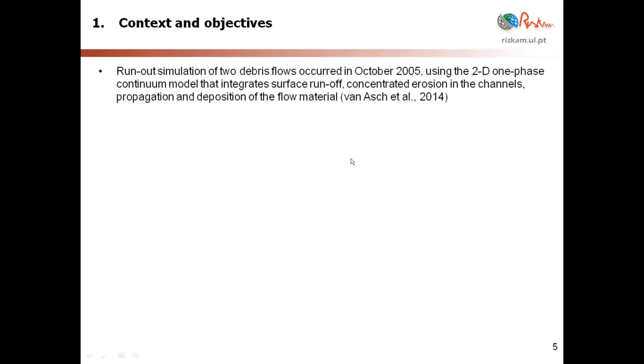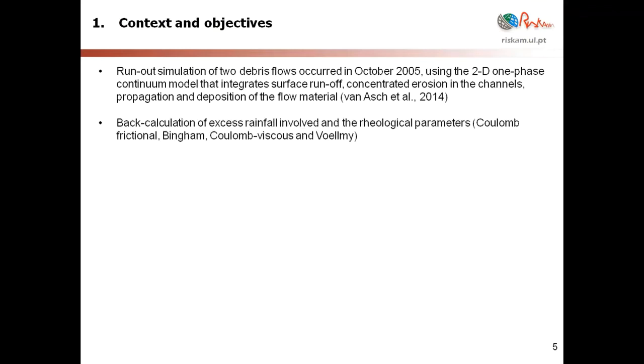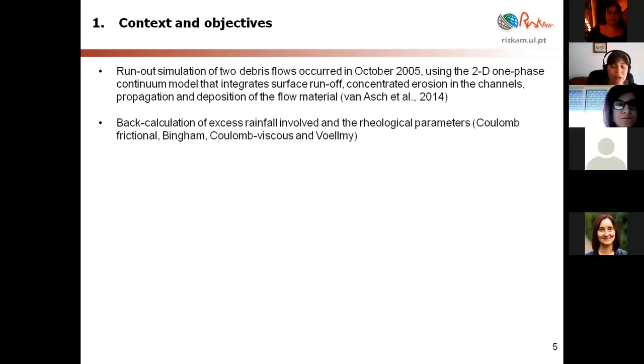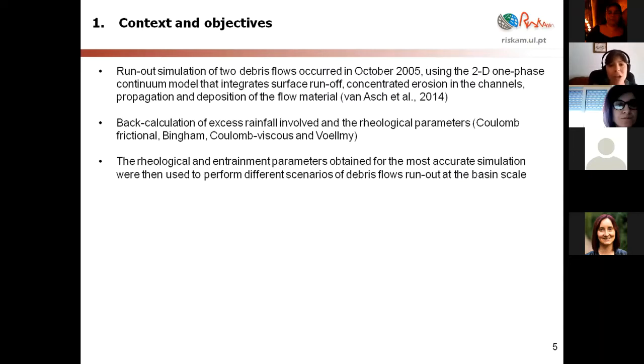So to implement the runout simulation, we used a 2-dimensional one-phase continuum model that integrates surface runoff, concentrated erosion in the channels, the propagation, and also the deposition of the flow material. And we back calculated the excess rainfall involved and the rheologic parameters. Despite the triggering of the 34 debris flows during the rainstorm in 2005, we only did the back calculation for 2 debris flows because they stood out as the most relevant debris flows occurred during the event, either by the size and volume of the mobilized material or by the conservation of the deposits at the time of the field surveying. The rheological and entrainment parameters obtained for the most accurate simulations were afterwards used to perform different scenarios of debris flows at the basin scale.